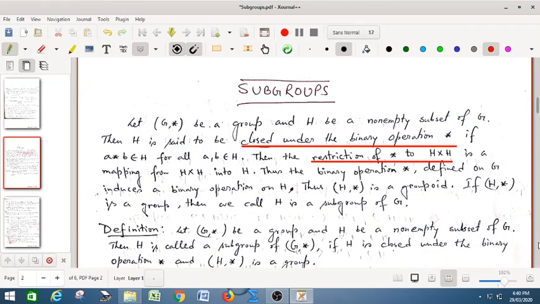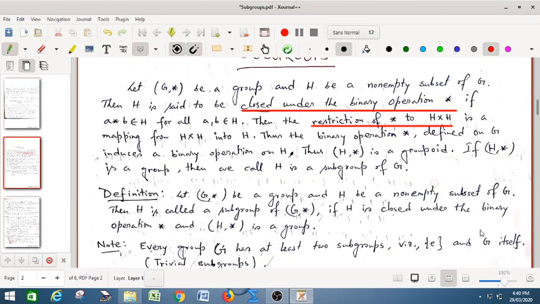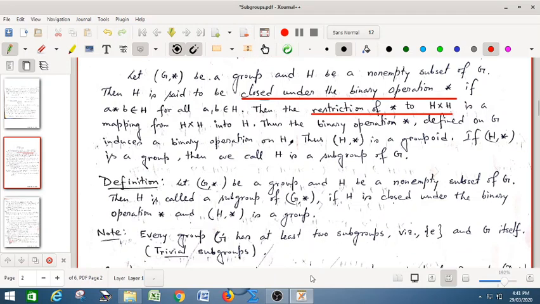So let us now define it in a proper way. What is the definition of subgroup? Let G star be a group and H be a non-empty subset of G. Then H is called a subgroup of G star if H is closed under the binary operation star and H star is a group. So this is the definition.